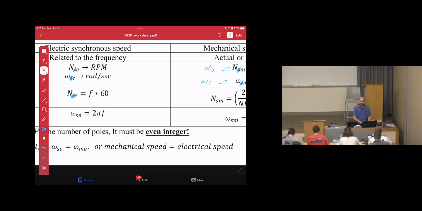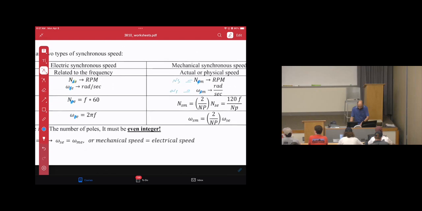Frequency times 60. That's what we discussed last lecture. Then omega E, which is the speed in radians per second, which is the same as 2 pi times f. We know this: omega, angular frequency, is 2 pi times f. And in a generator, angular frequency is the same as the speed, but keep in mind this is the electrical speed.